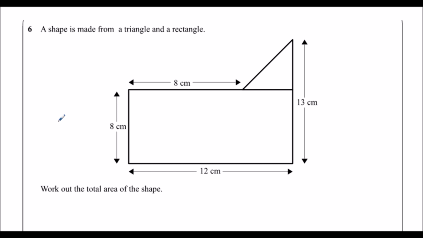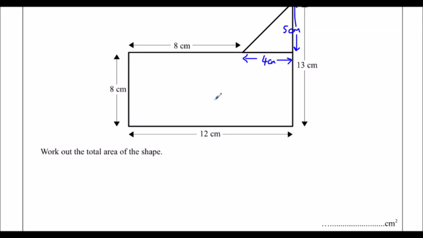Question 6. So we've got a shape made of a triangle and a rectangle. We've been given some dimensions and we have to work out the other ones. So the rectangle is 12 long, and this part of the top is 8. So the whole top has to be 12. So 12 take away 8 means that this is 4 centimeters. And again, the whole shape together is 13 centimeters tall. The rectangle is 8 centimeters tall. So 13 take away 8 will give us 5 centimeters for the triangle. So now we know all the dimensions we need to know.